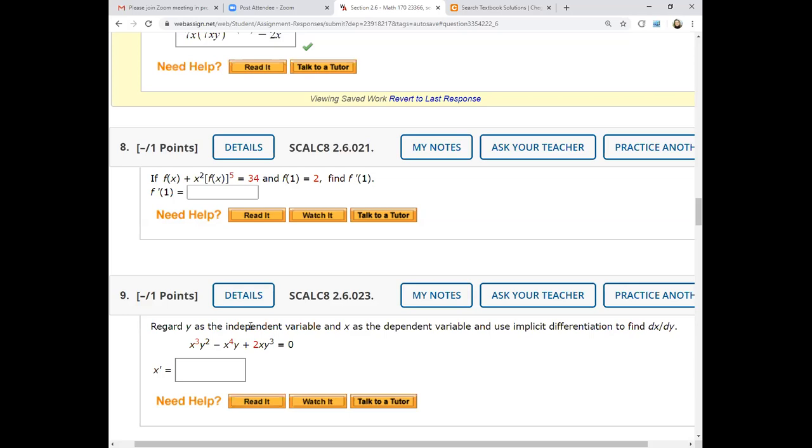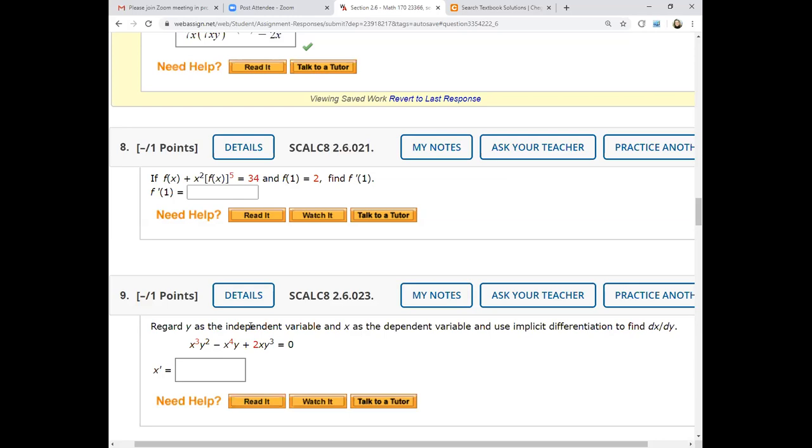Now, I could go back and solve all this for f prime of 1, because I want to know what f prime of 1 is. We know what f of 1 is, but we don't know what f prime of 1 is.